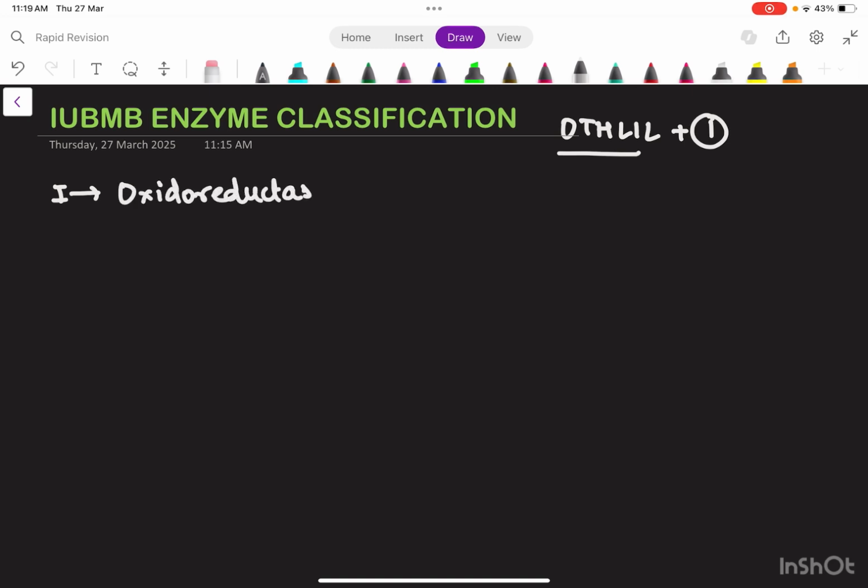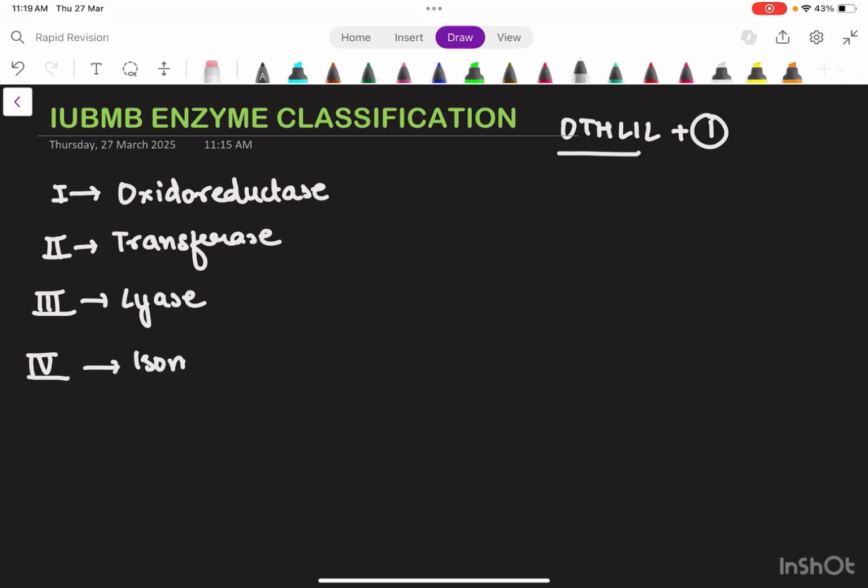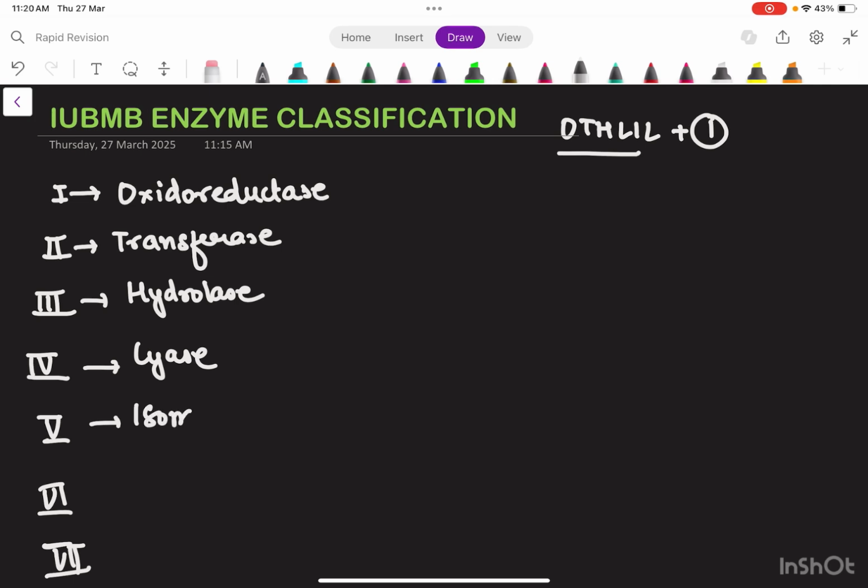oxidoreductase. Okay, first we'll just enlist all of them. Then second is T, so we have transferase. Then third is L, which is lyase. Then we have fourth, which is isomerase. Sorry, forgot the H, right? So H is hydrolase. Then L is lyase. Then 5, then 6, and then the last one, which is the newly added seventh. So OTHLI: isomerase, then L, ligase, and 7 is translocase.